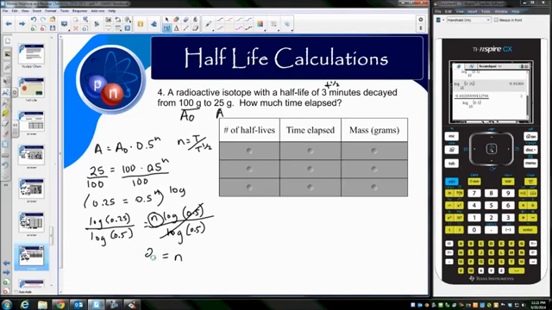And the number of half-lives is 2. So 2 is going to be equal to total time elapsed over half-life, which is going to be equal to t divided by 3 minutes. Multiply both sides by 3. That cancels. Total time elapsed equals 6 minutes.